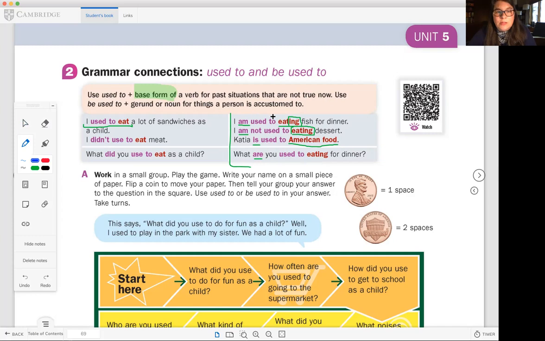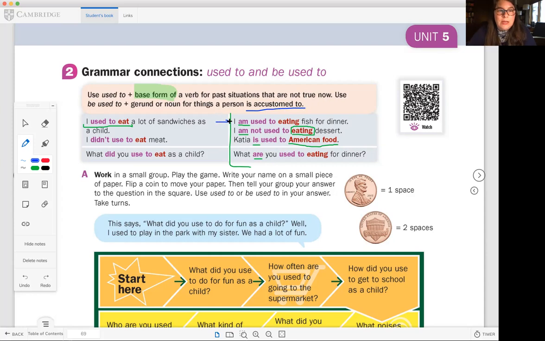I am used to eating fish for dinner. I'm used to eating fish for dinner. What does that mean? It means that it's not a new experience anymore. Maybe there was a change, and at first it was surprising, but now you say, no big deal. I'm used to it. It means I'm accustomed to it, or it's normal now.